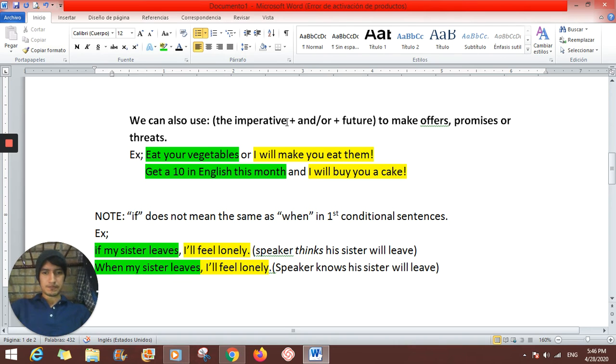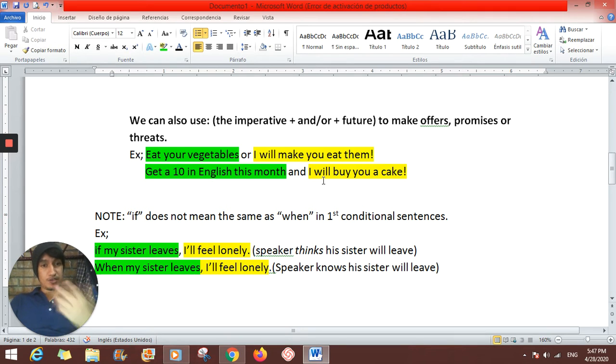Okay? We can also use that in the first conditional. Here are some examples. Eat your vegetables, or I will make you eat them. Here is your if clause, but with the imperative. And your result clause. Here's another one. Get a 10 in English this month, and I will buy you a cake. We use the imperative for offers, promises, or threats.